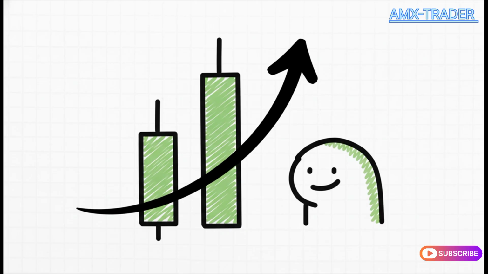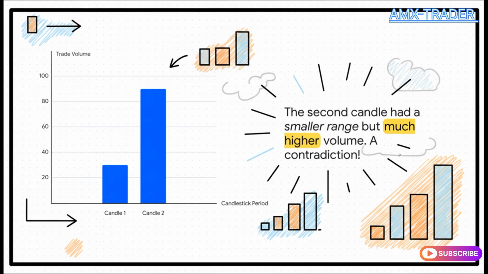Or is it? But then we add volume, and boom, here's the plot twist. Take a look at the volume on that second candle. The price range was actually smaller than the first one. It didn't move as much, but the volume was dramatically higher. It went through the roof. Now that's a contradiction. That's our clue that something else is going on under the surface.